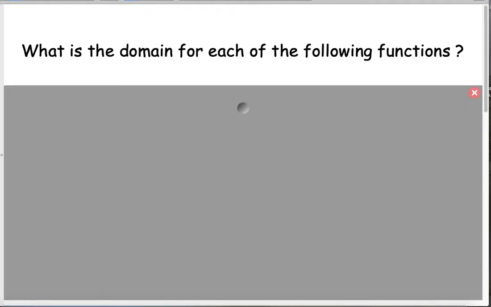All right, let's focus a little bit on domain. What's the domain for each of these functions?